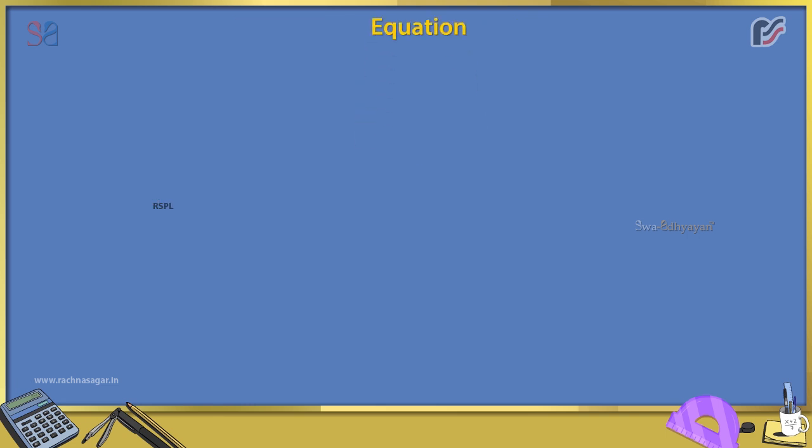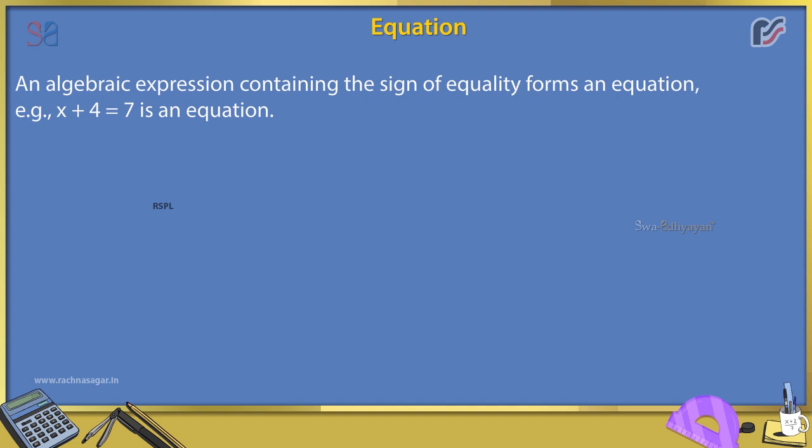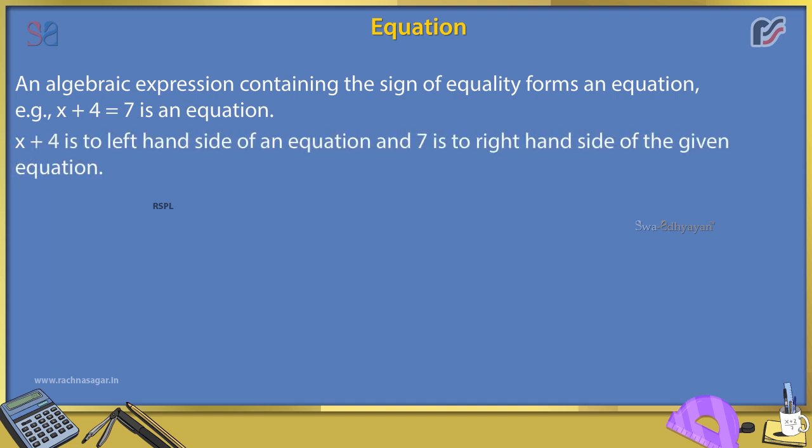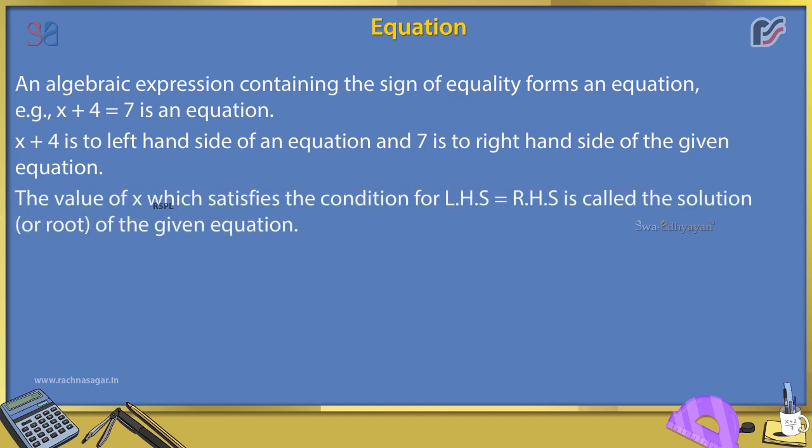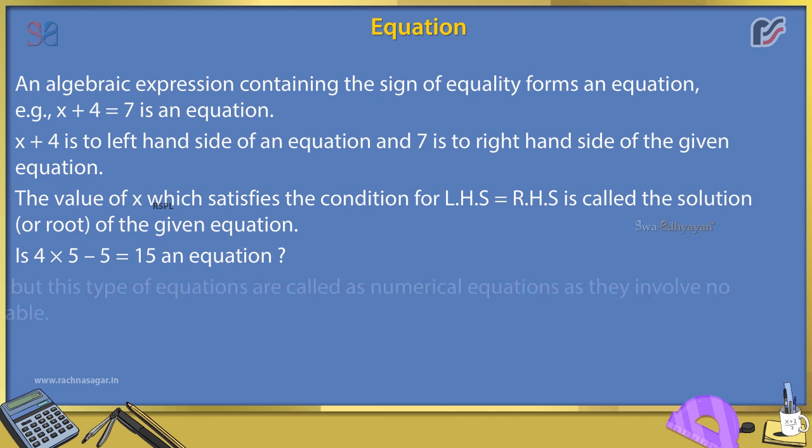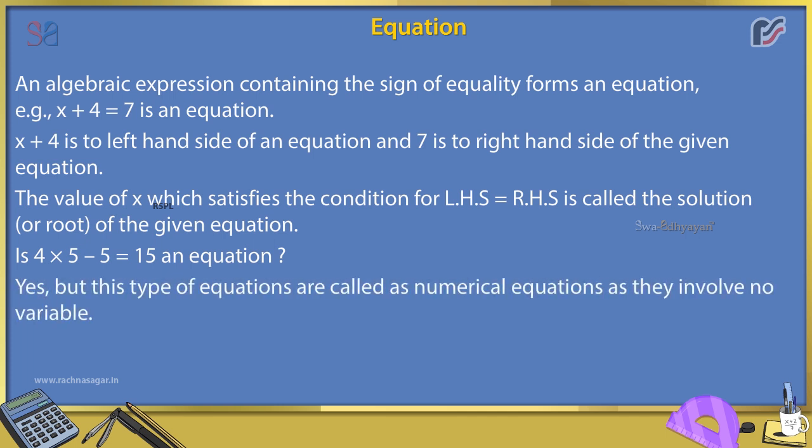Equation. An algebraic expression containing the sign of equality forms an equation. Example, x plus 4 is equal to 7 is an equation. x plus 4 is the left-hand side of the equation and 7 is the right-hand side of the given equation. The value of x which satisfies the condition LHS is equal to RHS is called the solution or root of the given equation. Is 4 multiplied by 5 minus 5 is equal to 15 an equation? Yes, but this type of equation is called a numerical equation as it involves no variable.